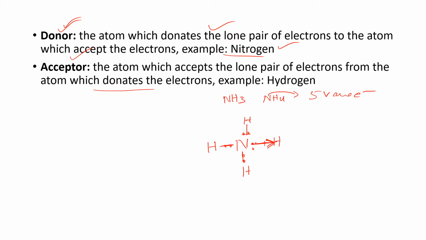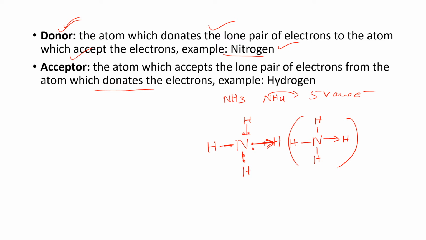That bond is known as covalent bond or dative bond. So generally you can draw the structure in this way. Okay, nitrogen, hydrogen, hydrogen and also the hydrogen. So a dative bond or coordinate bond will be formed with an arrow. Okay, this is the coordinate bond or dative bond.